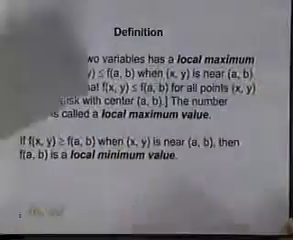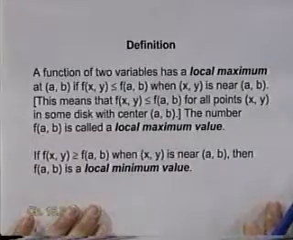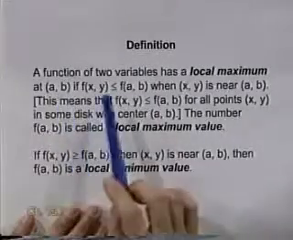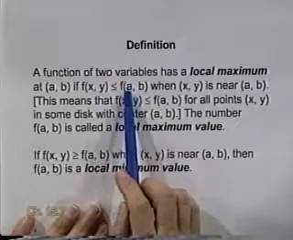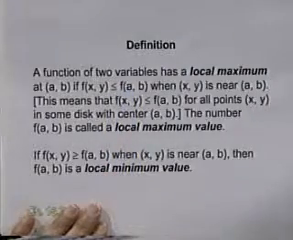Cover section 15.7, which deals with maximum and minimum values of functions of two variables. So let's first look at the definition. A function of two variables has a local maximum at the point (a, b) if f(x, y) is less than or equal to f(a, b) when (x, y) is near the point (a, b).